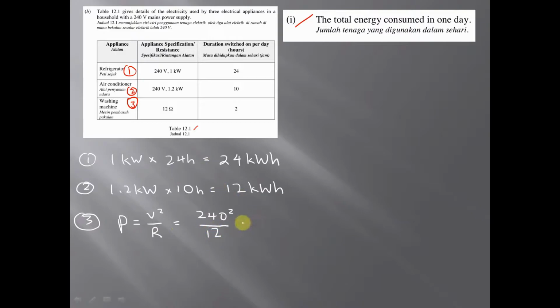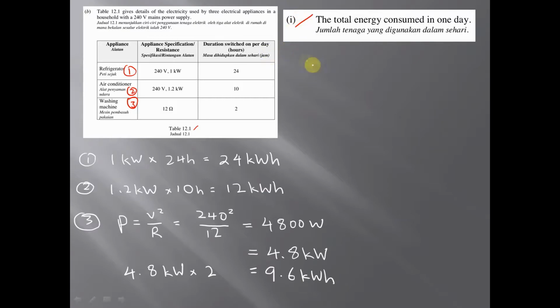So you can use a calculator to calculate this. You get 4,800 watt. But you have to understand that for the calculation of the electric tariff, you must calculate in terms of kilowatt. So this is 4.8 kilowatt. Okay, and you use it for 2 hours. So your usage is going to be 4.8 kilowatt multiplied by 2. So you will get 9.6 kilowatt hour.